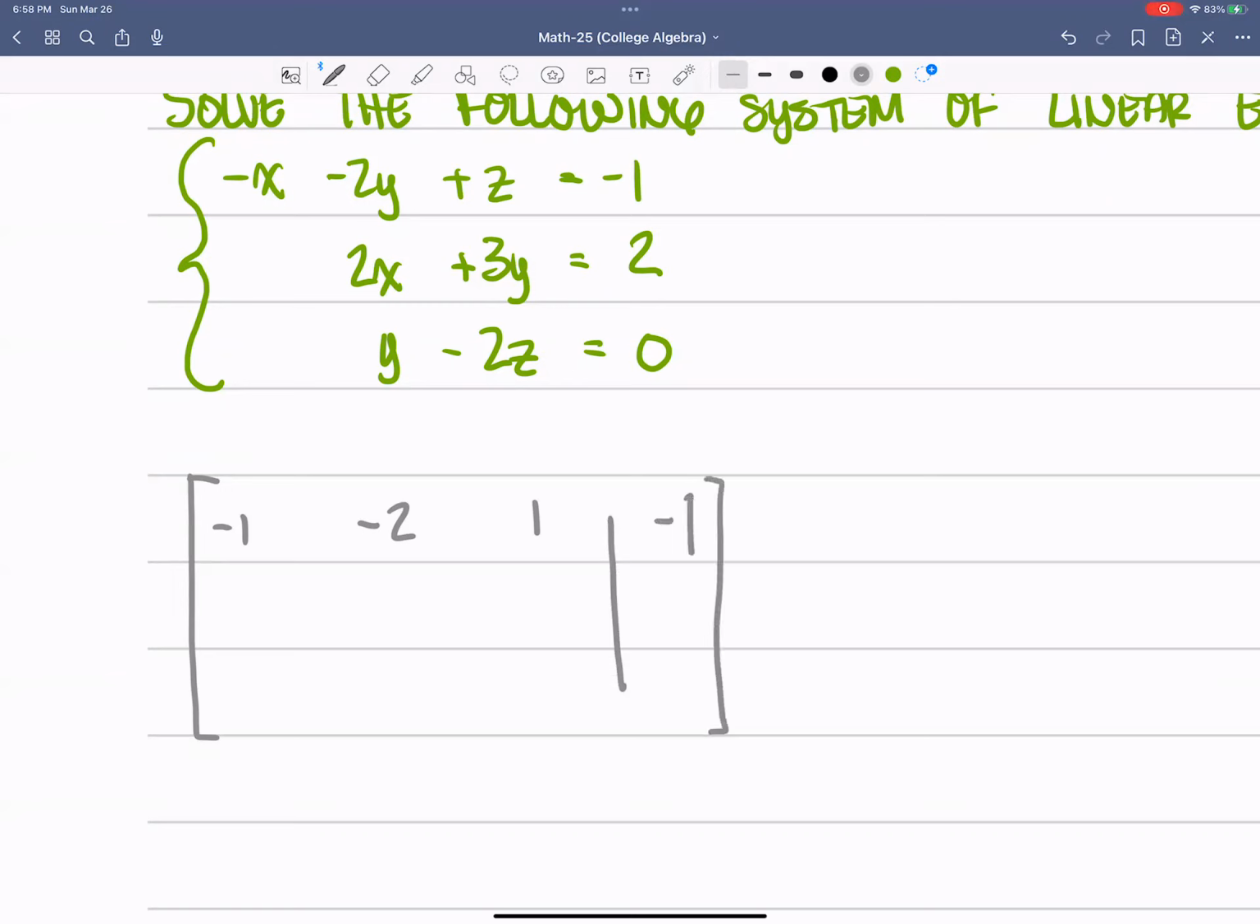And next one, we have 2 for x. Do we have any y's? Yes. 3. Do we have any z's? No. So for z's, we're going to put a 0. And constant is 2. Here, x's, we don't have any x's. Y's, we have 1 y. -2 z's, and 0 for the constants.